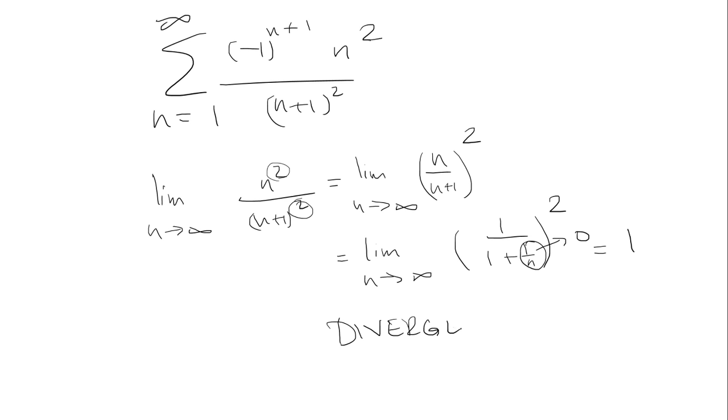So it diverges if we take the absolute value, and diverges if we don't take the absolute value. And the reason for the one without absolute value is because of the alternating series test. So this doesn't satisfy the limit going to 0.